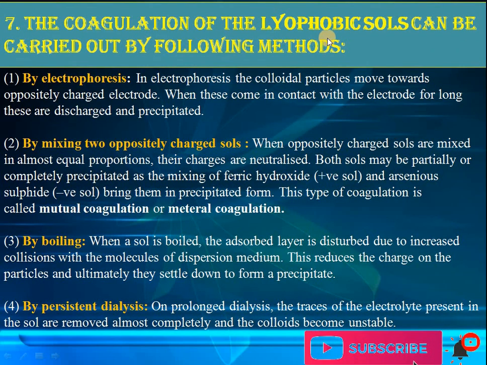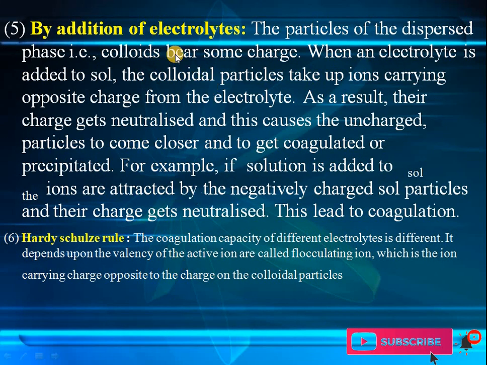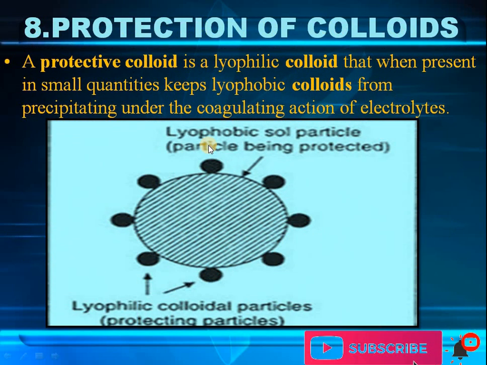So how the coagulation of a lyophobic sol can be carried out: by electrophoresis, which we discussed in this lecture, and by mixing of opposite sols. For example, we mix positive and negative colloidal solutions. Then what will happen? The positive and negative charges cancel out and we get coagulation. Similarly, we can boil. If we boil a solution, then with collisions of the molecules of the dispersion medium, the particles reduce their charges and precipitation takes place. Further, with the addition of an electrolyte, coagulation can take place by neutralizing the charge, and we discussed Hardy's rule. So these are the methods by which coagulation can take place.